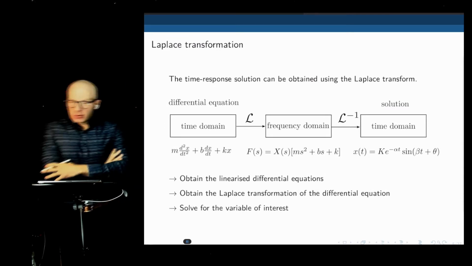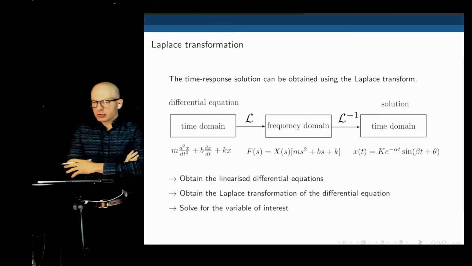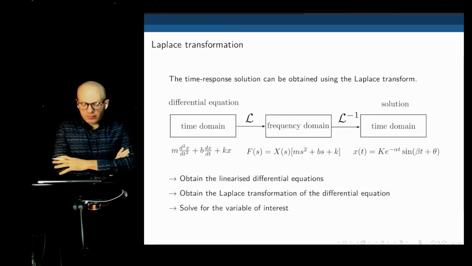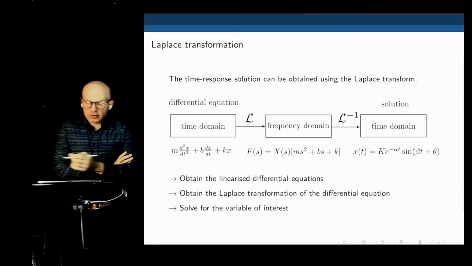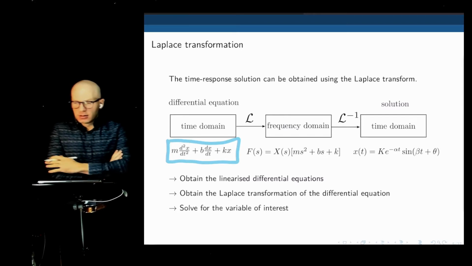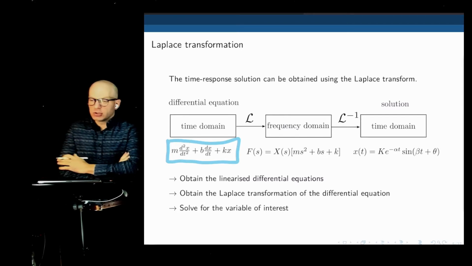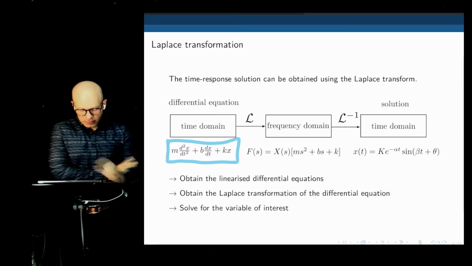So how are we going to approach this? There are three main steps if you want to solve a differential equation using the Laplace transform. First, of course, we need to create that differential equation. That is, we need to model a system and get the equations that describe the behavior of that system. Here are the equations for the mass spring damper system.